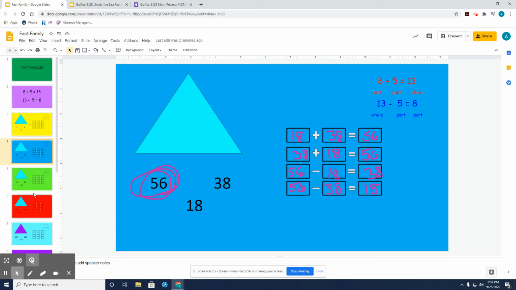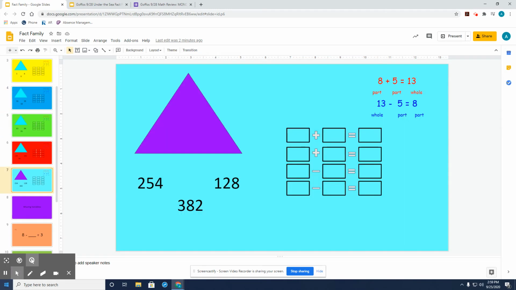All right, and so we're going to do one more together. Let's try a 3-digit one. All right, so again, I can pick out my biggest number. So I have 382, and I know that's what's going to be on the right side of my equal sign for my addition problem, because that is my whole. And then my parts are 254 and 128. And then I can just flip them for addition. So 128 and 254.